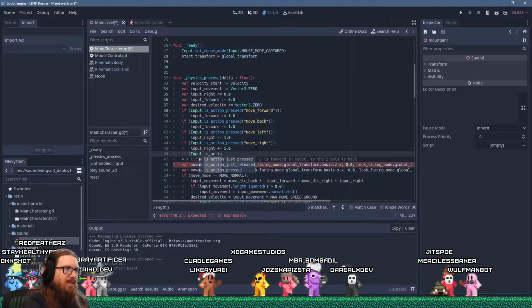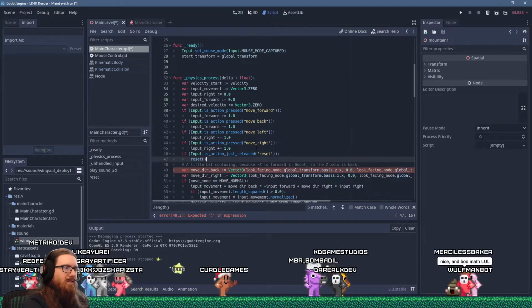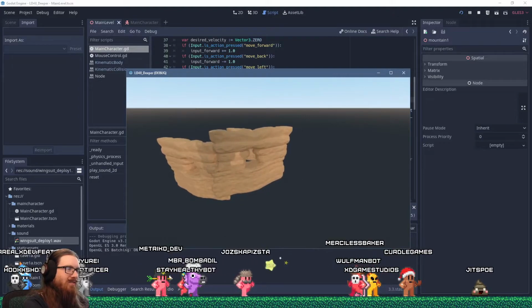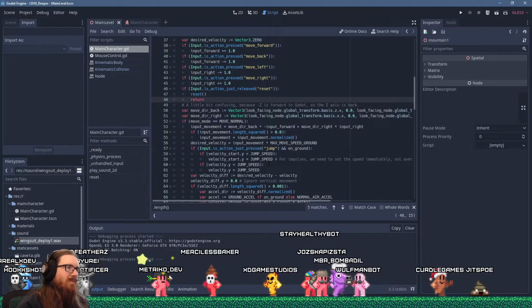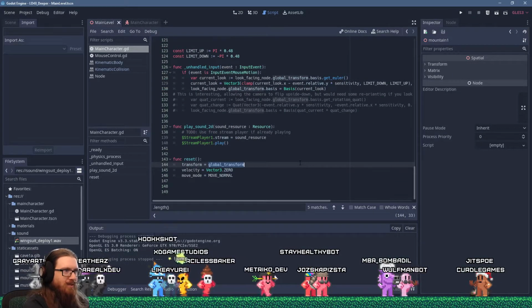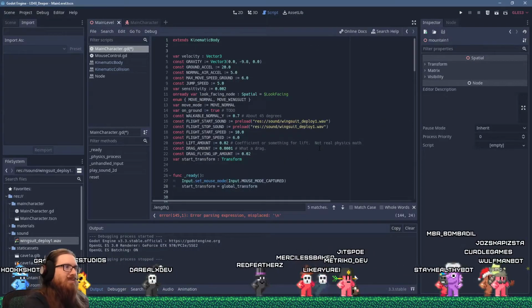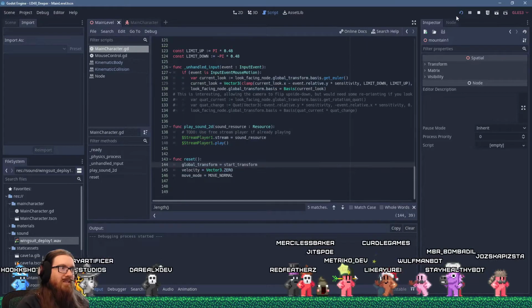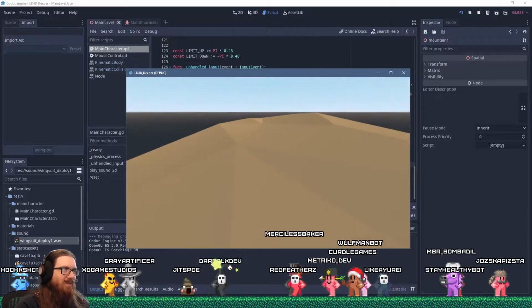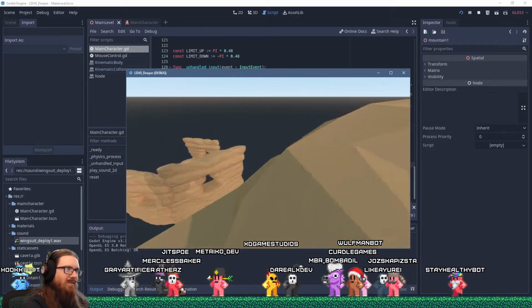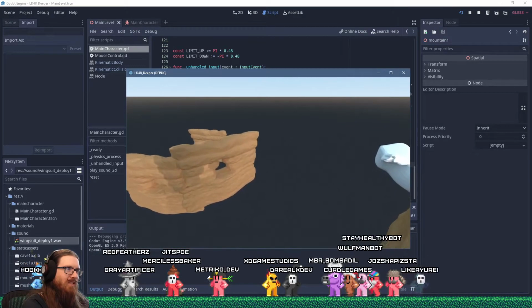Action just pressed, reset. So now I can yeet myself off and then, well, that doesn't work. Transform equals global transform, GG me. I think I'm tired. It's almost 7 a.m. That should be set to start transform. Let's try that again. That's why it's good to test each little thing, because every component of it can break. All right, there we go. So now we can reset if we mess something up.